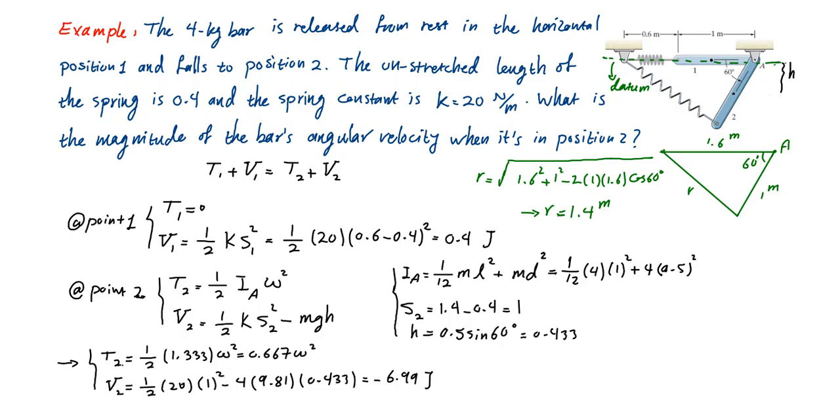So from all these, let me put it this way, T1 plus V1 is equal to T2 plus V2. So 0.667 omega squared is equal to, I'm going to take this V2 to the other side, so it becomes positive 6.99 plus 0.4, and we can solve this and get omega, which is 3.33 rad per second. And that's the angular velocity of this bar. That's what we were looking for. Okay. Next example.